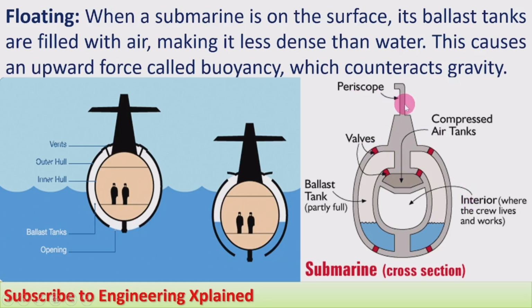This is a periscope, and here the compressed air is usually stored inside, and valves are used to supply the air. This compressed air will be supplied when the submarine is in the submerged condition inside the sea. The compressed air is supplied into this ballast tank, and the water is pumped outside so that the tank is completely filled with air, and it starts moving upward to the surface. The valves are now used for flow control, and the ballast tank is partially filled in this case.